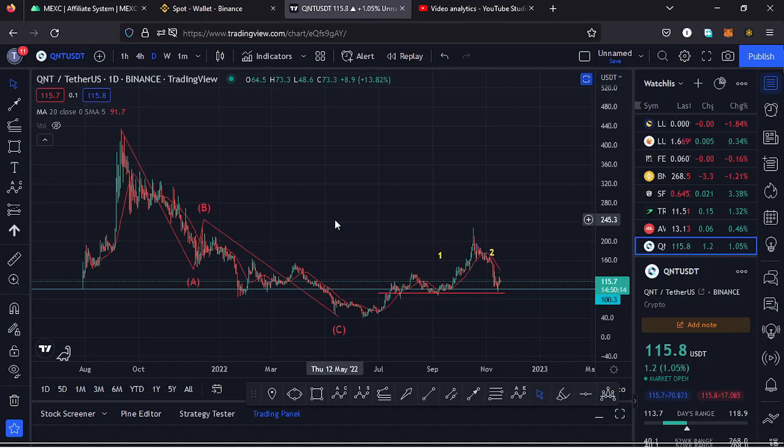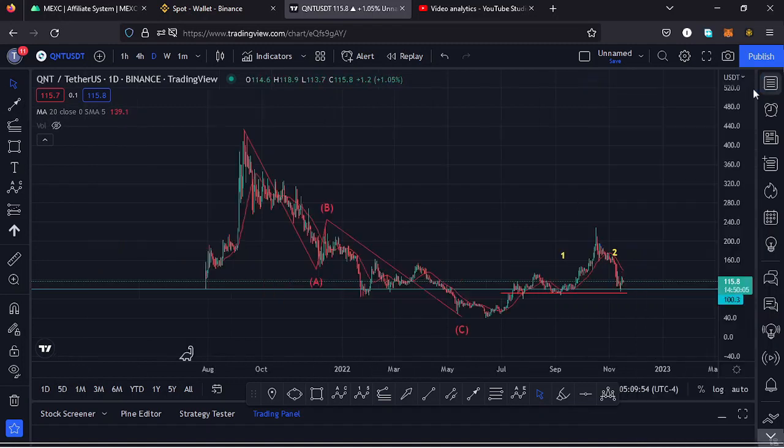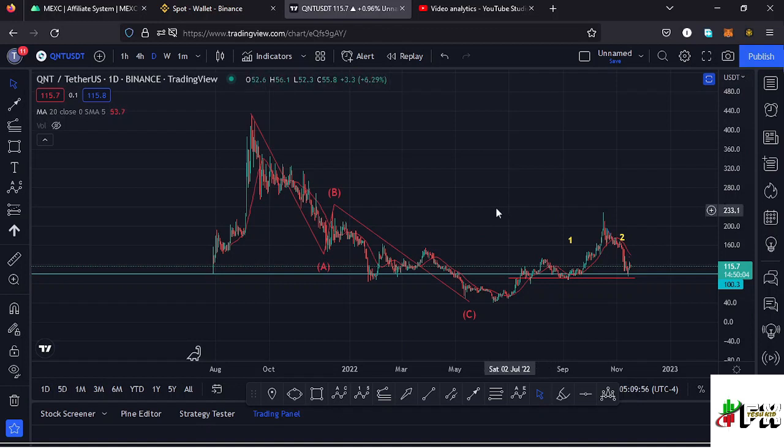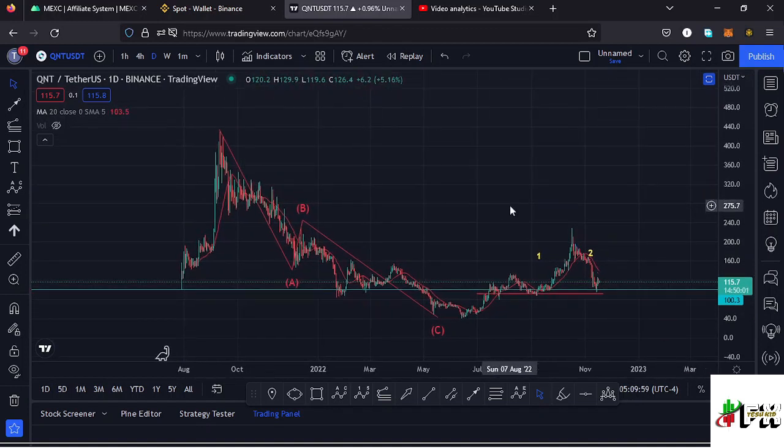Here is a price prediction update on Quant, whose current price stands at the $115.8 mark, and here on TradingView the market is up by 1.05%. In this video I want to give you the key scenarios that I expect to play out, basing my analysis on the EBOOK structures, the Fibonacci's, and also the key areas of resistances, and also draw out any key chart patterns that we have information on this chart.